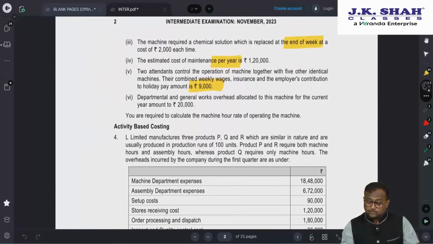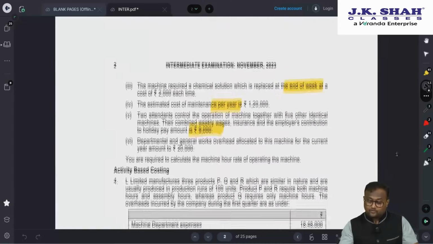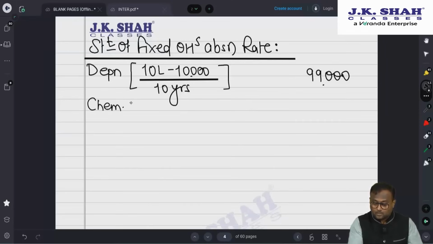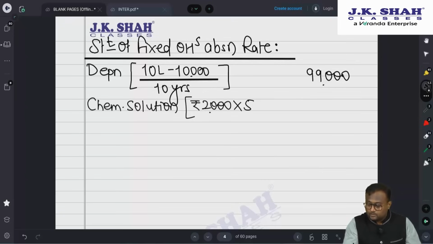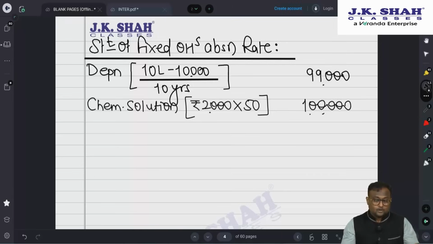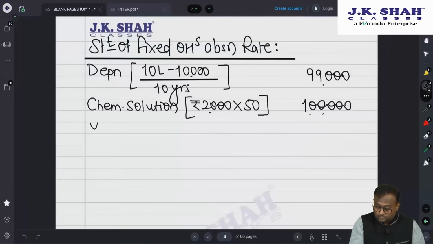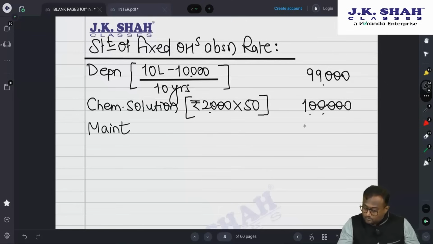Chemical solution, 2,000 per week. How many weeks are involved? 50 weeks. So 1 lakh will be the cost. Maintenance is 1,20,000, straight away per annum.